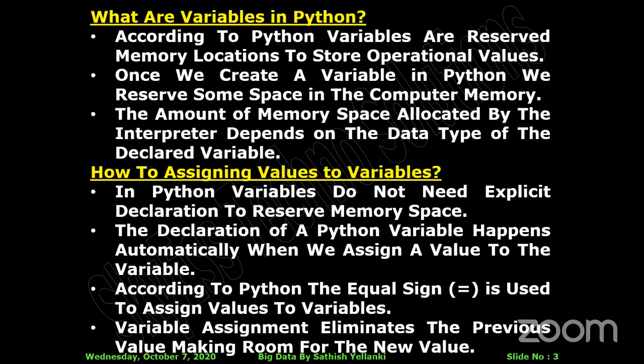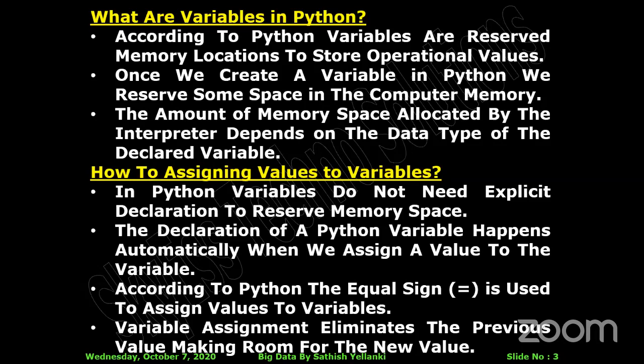The amount of memory space that is allocated by the interpreter fundamentally depends on the data type of the declared values. Whatever kind of value you give, Python understands how much memory space it needs relevant to that value, and then goes and occupies that amount of memory space directly.